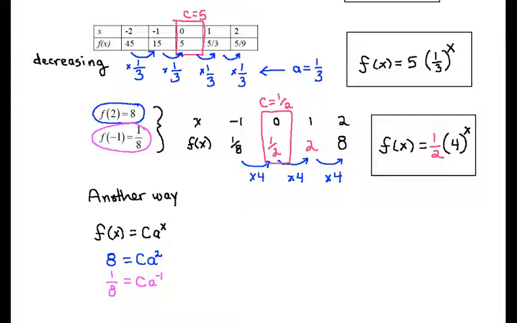Now what I need to do is use something like the substitution method to go from one of these equations into the other. It's usually easiest to start by solving one of the equations for c. So to do this, I'm going to multiply both sides by a to the +1 and get that a over 8 is equal to c. Then I'm going to take this a over 8 and plug it in for c in the other equation.